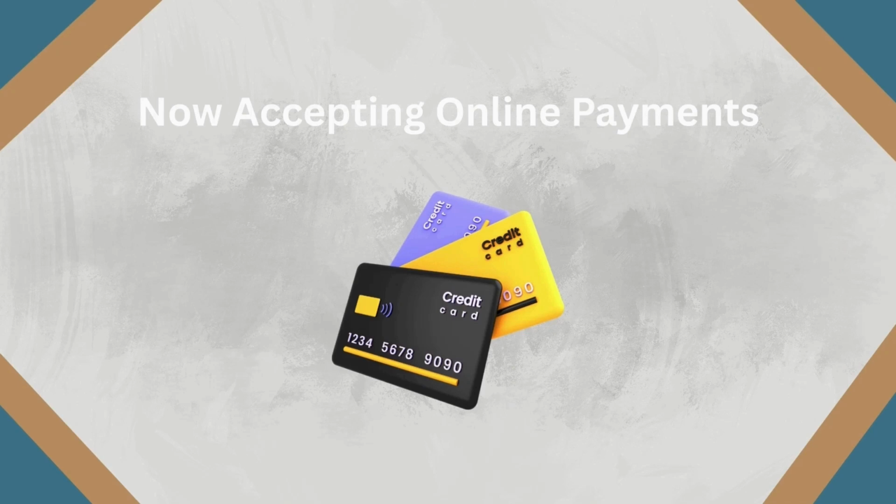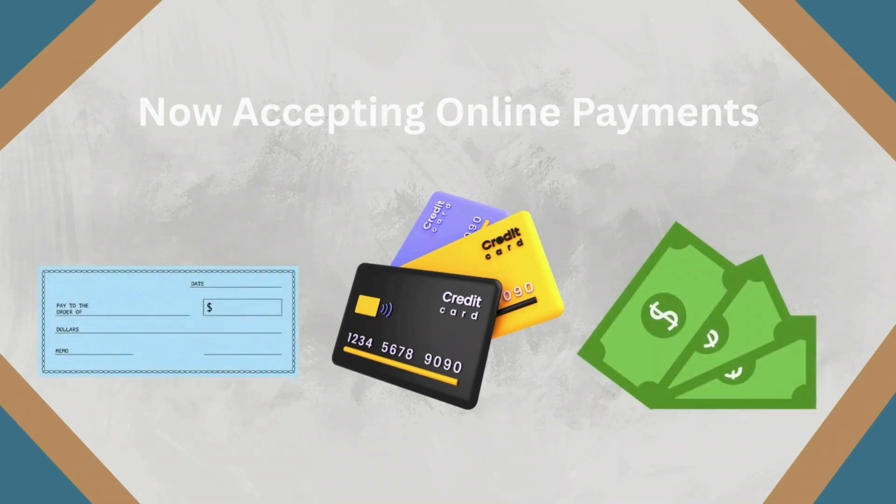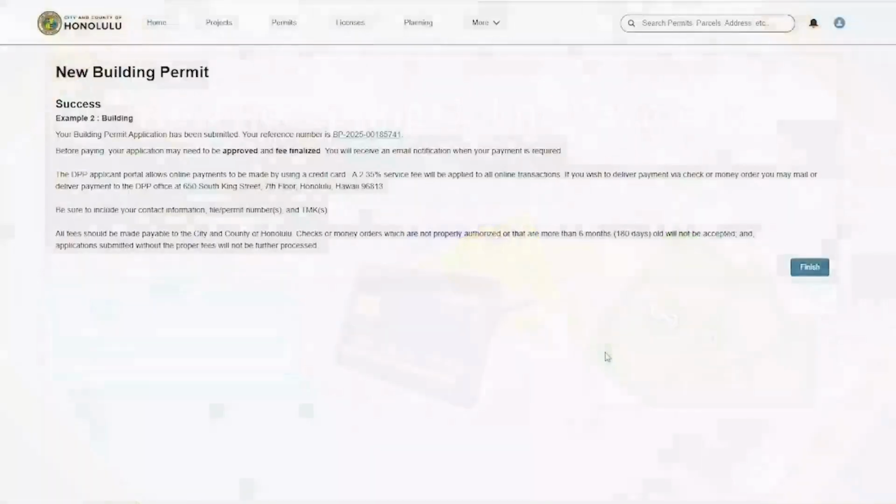If you prefer, you can still pay by check or cash and mail or deliver the payment to the DPP office. Make sure to include your contact information, file/permit number, and TMK. All fees should be payable to the City and County of Honolulu. Once you're done, click Finish.